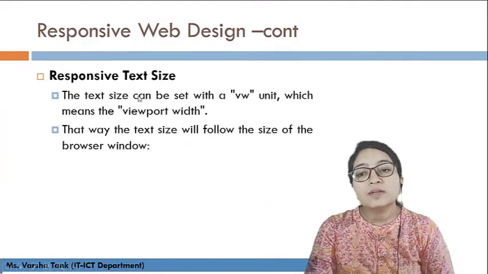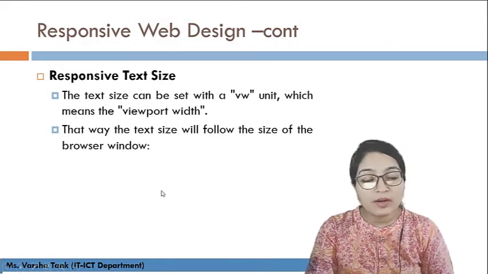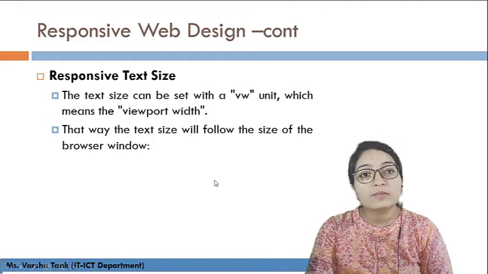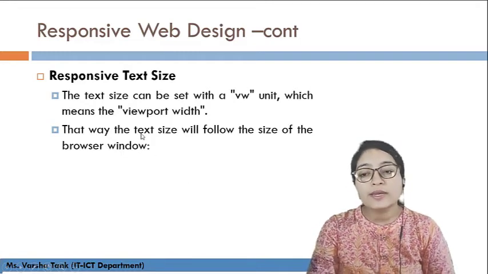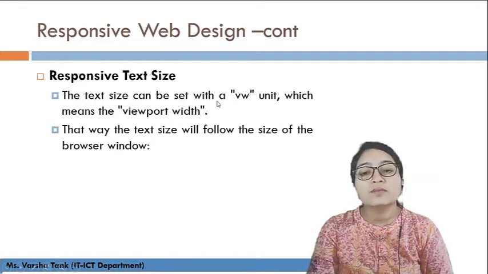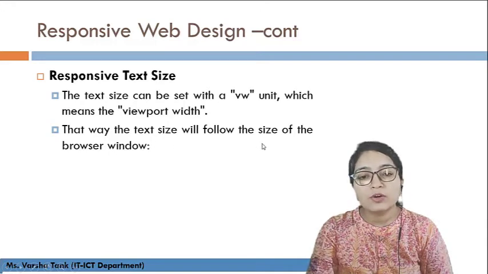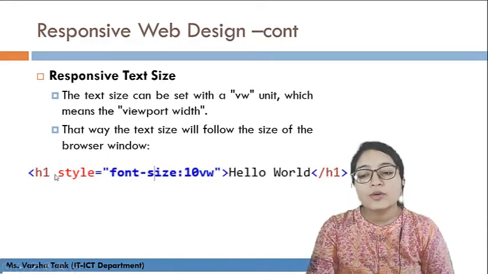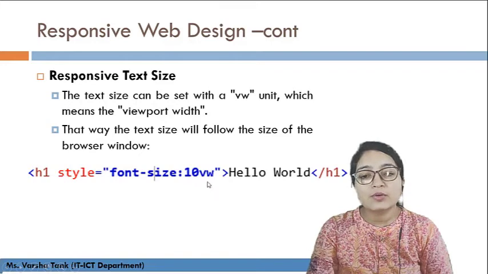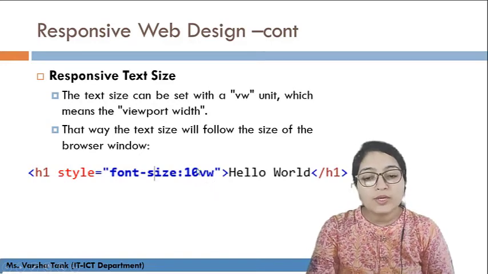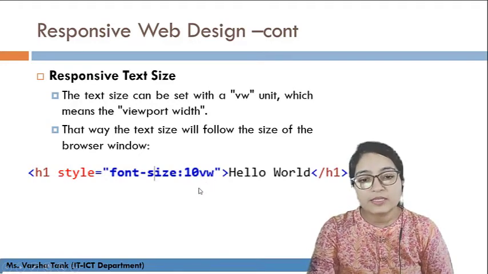Then the next one is responsive text size, which we have already learned when we saw the different types of font styles. Here the text size can be set with a vw unit. That is viewport width. That way the text size will follow the size of the browser window. So here you have to define style font-size equal to 10vw. This is the responsive text.